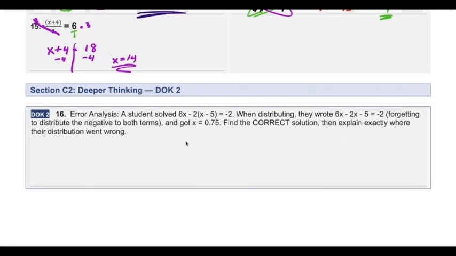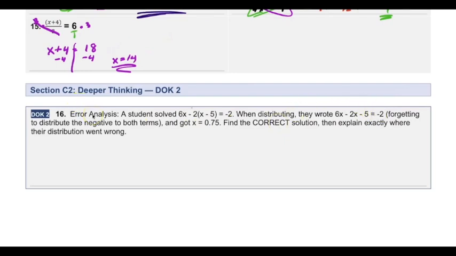Okay, the DOK level problem. So this is the first one. Error analysis. Students solved 6x minus 2 times x minus 5 equals -2. When distributing, they wrote 6x minus 2x minus 5 equals -2. Find the correct solution, then explain where the distribution went wrong. Well, they kind of told you where the distribution went wrong.